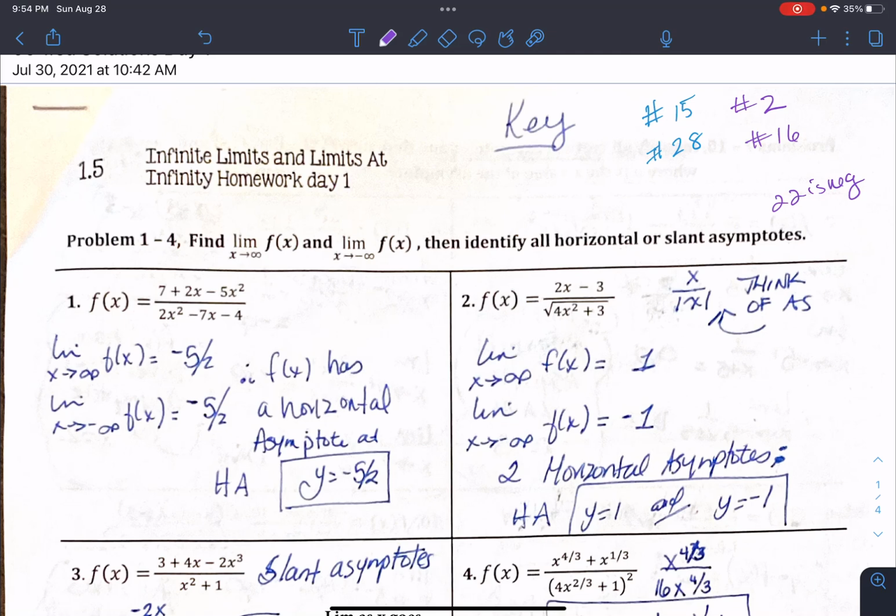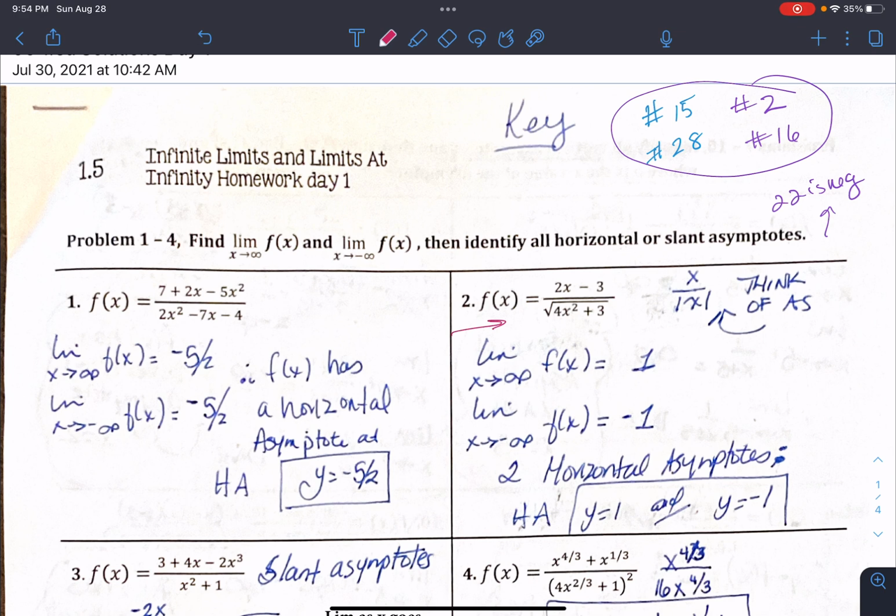Okay, I'm making a video to answer questions on homework 1-5, day 1. So here are the questions that I had asked of me. And then 22 we changed so that the answer key said it was negative infinity. So let's just start out with number 2. Okay, and so this is on the test, so make sure you understand this.